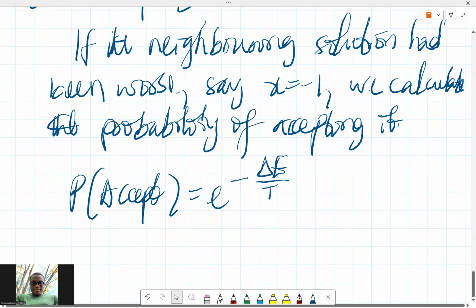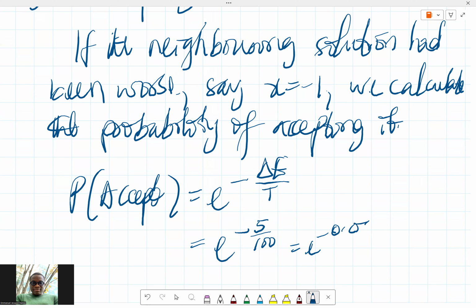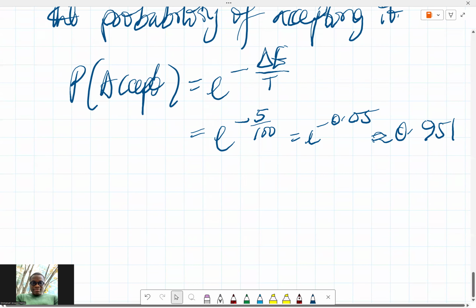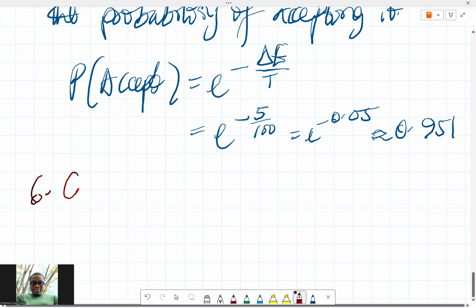So this is e raised to the power of minus the change in energy. Of course the energy would have changed, since the decrease rate is 5%, so the change is 5 over 100. So we have e raised to the power of minus 0.05, and that is approximately 0.951. And then we go for cooling, like step 6.